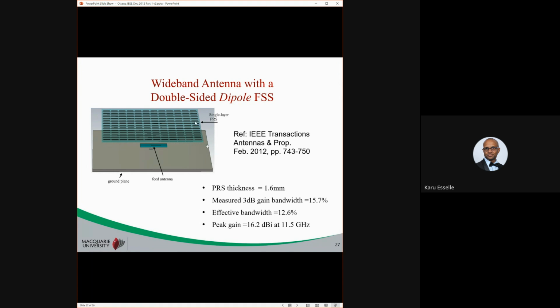And these are dipoles. So we have metal strips on one side and more metal strips on the other side, but with different lengths tuned to different frequencies. So this way we could get measured 3 dB gain bandwidth of 15.7%, effective bandwidth 12.6%, because the 3 dB gain bandwidth did not match with 10 dB return loss bandwidth, and peak gain 16.2 dBi, etc.